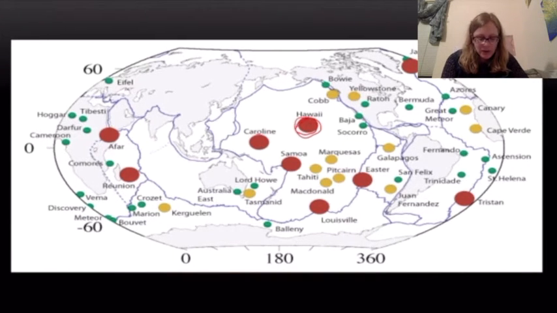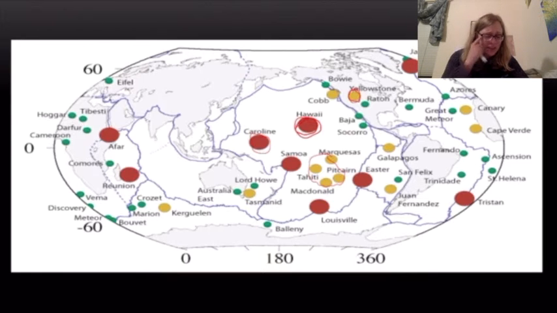There are the Caroline Islands that are doing the same thing. These are some smaller hotspots inside of the Pacific oceanic crust. Yellowstone is happening away from a boundary again, inside the continental crust.